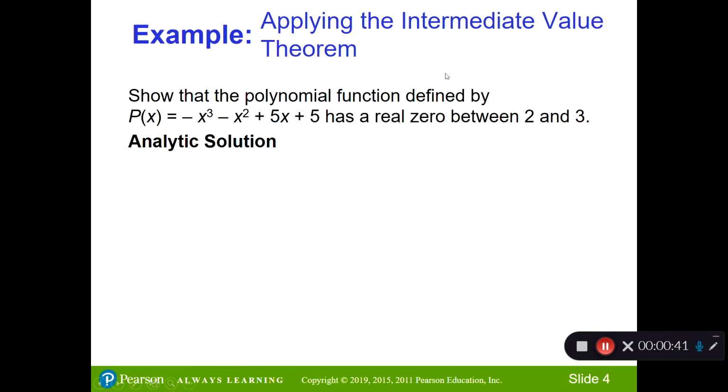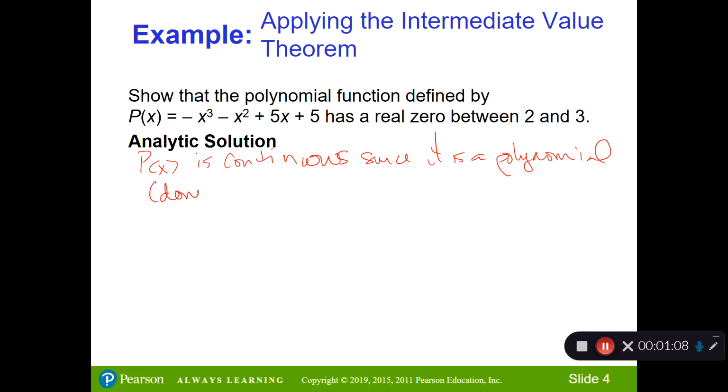All right, let's use that here. We want to show that the polynomial function defined by negative x cubed minus x squared plus 5x plus 5 has a real 0 between 2 and 3. So first of all, p of x is continuous since it is a polynomial with domain of all real numbers, right? There are no interruptions in it.